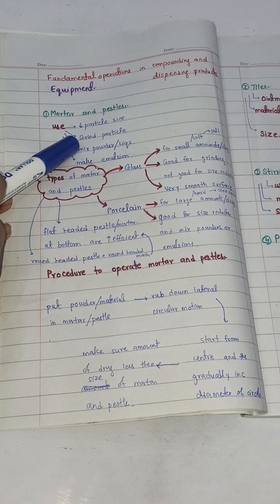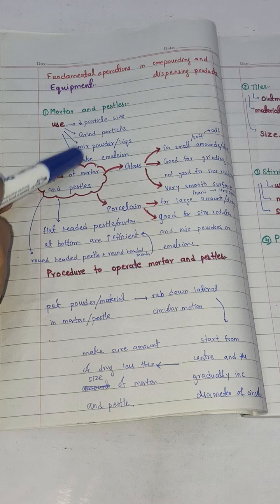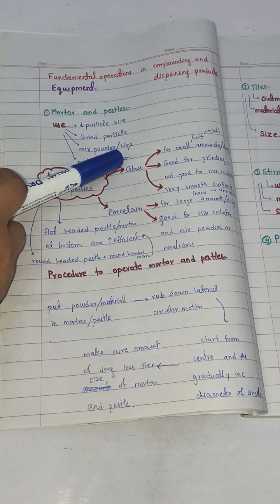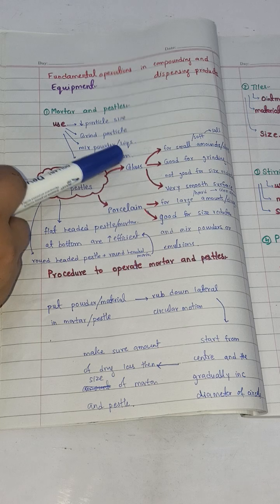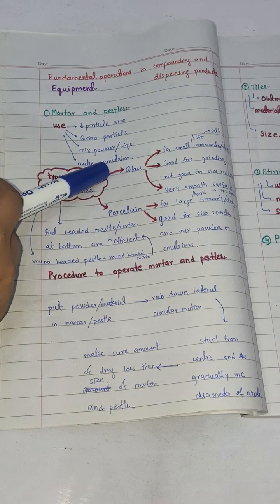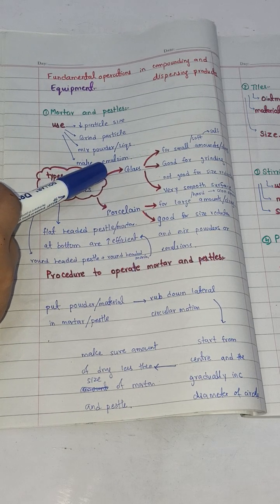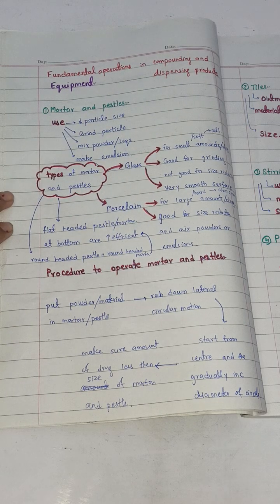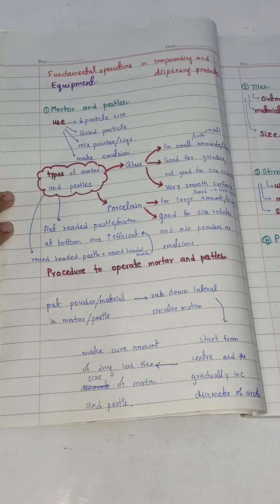It is used for the grinding of large particles, and it also helps to mix powders, and can mix liquids and can mix powders into liquids. And it also helps to make emulsions, because in an emulsion two insoluble liquids have to mix with each other. So pestle and mortar play an important role in making the emulsion.